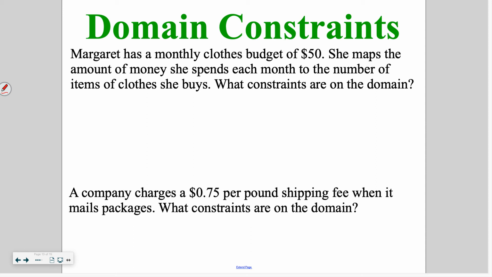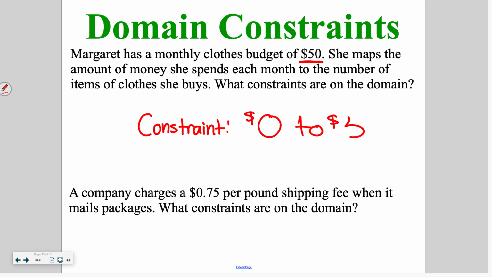So our only job here is to identify the domain. In this case, the domain is going to be her budget. She has $50 to spend. She could spend $10, she could spend $20, but she has a maximum of $50 to spend. So the constraint is going to be $0, she could spend nothing, to $50. That's the maximum she can spend. Anything outside of that range is an unacceptable input or an unacceptable member of the domain.